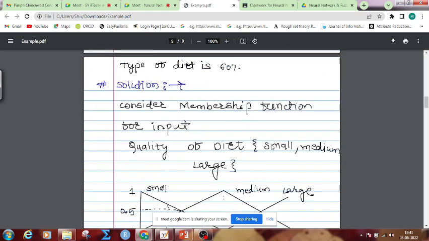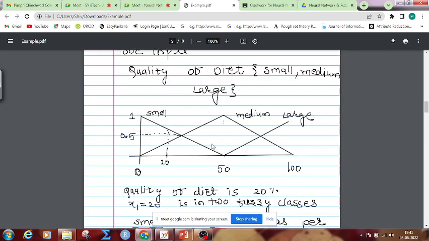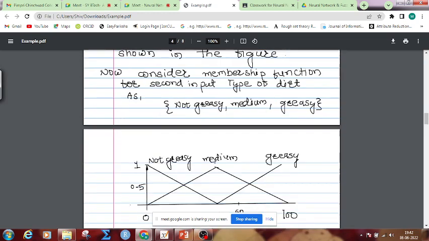For the first one, if you consider small, medium, large, this is the graphical representation. What value of x1 is given to us? 25. If you are observing 0 to 50, the middle point will be 25. So 20 is somewhere here. Where does this 20 lie? It is in the class small as well as in the class medium. You check which two fuzzy classes this 20 value lies in. So this 20 is in the class medium as well as in the small class.